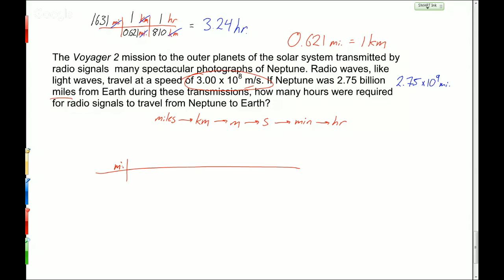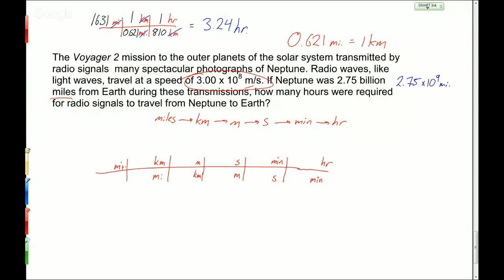So we'll go miles to kilometers, kilometers to meters, meters to seconds. That's using our new kind of speed unit. Seconds to minutes, and then minutes to hours. So that's a long one, right? But it's the same thing, same process, same procedure, just a lot more steps. So all our units should cancel appropriately and we're left with hours.